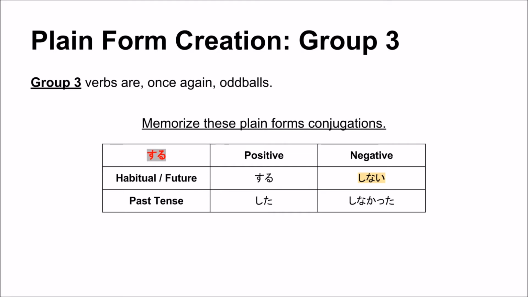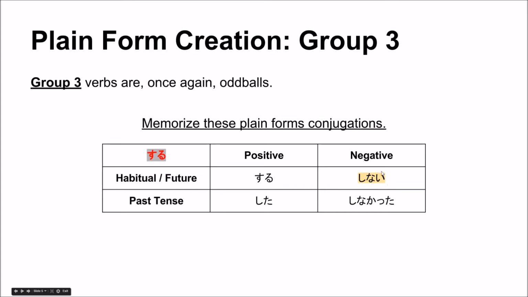We got our group 3 verbs. Group 3 verbs are crazy. Crazy verbs just get their own little slide. Suru means to do. Positive habitual is suru. To make it past tense, as in, here we have I will do, to make it I did, it's shita. To make it I will not/I do not, it's shinai.